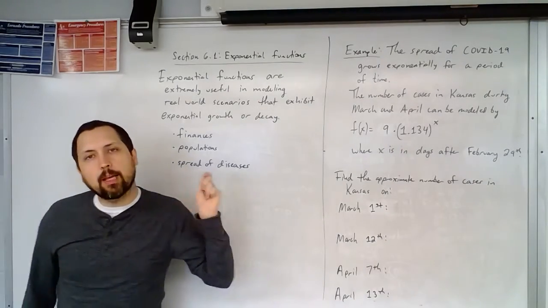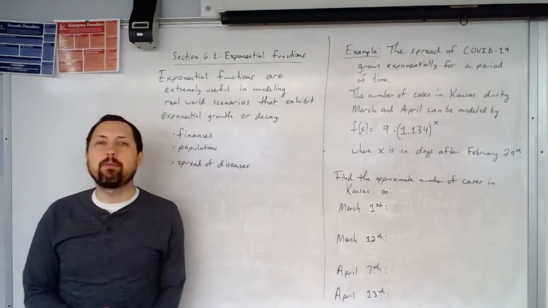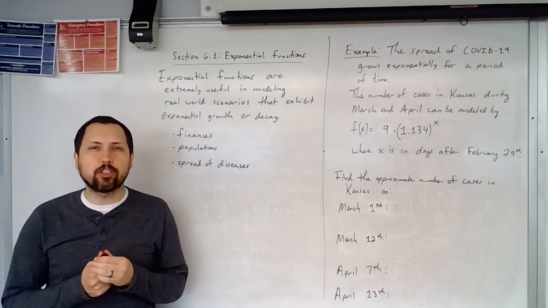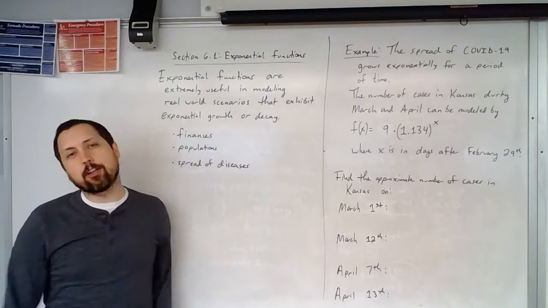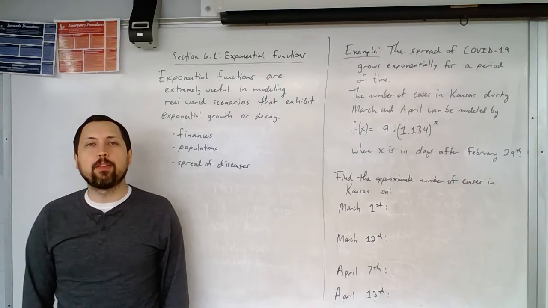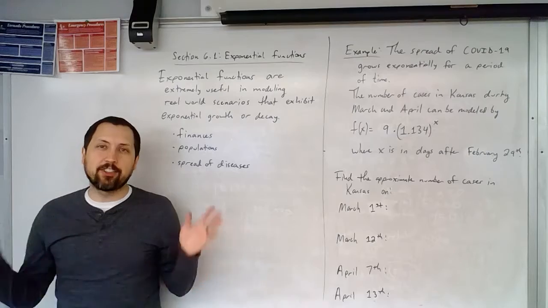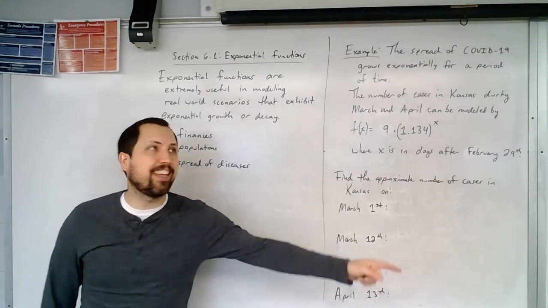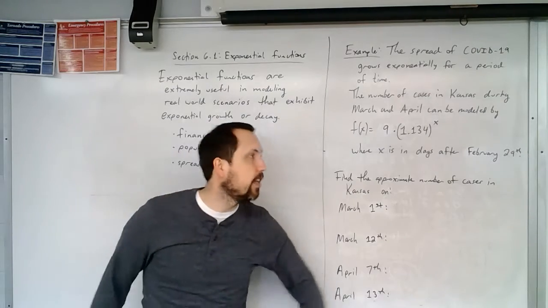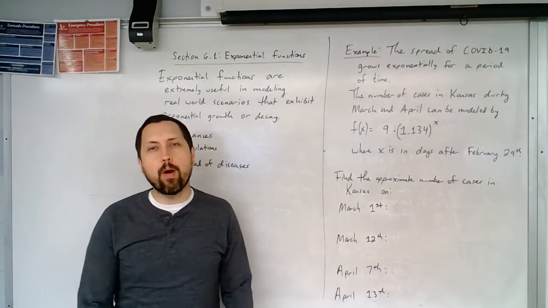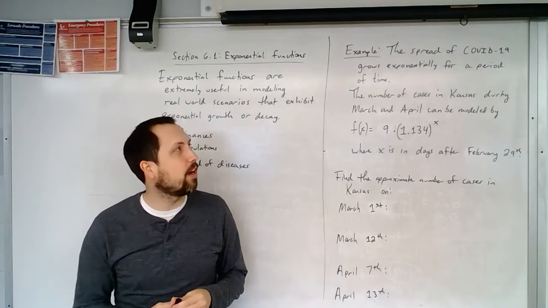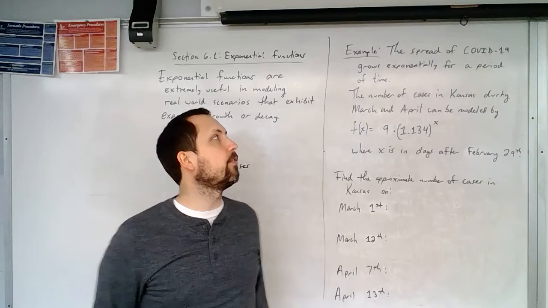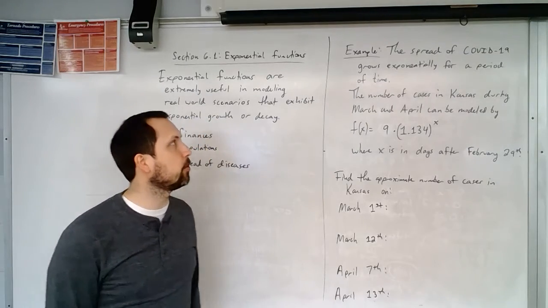And then what is extremely applicable right now is the spread of diseases. Many of you have probably seen exponential functions. That is all because right now that is the best way to model the spread of infectious diseases, through exponential functions. We're going to take a look at an example of that, because it does use exponential functions for a while. The spread of COVID-19 grows exponentially for a period of time.